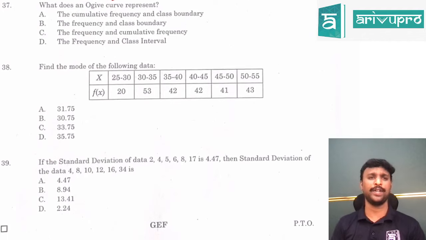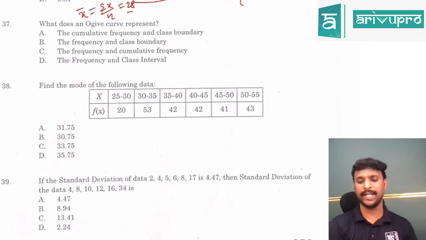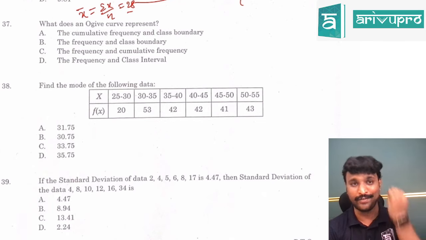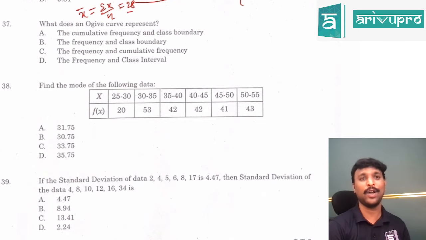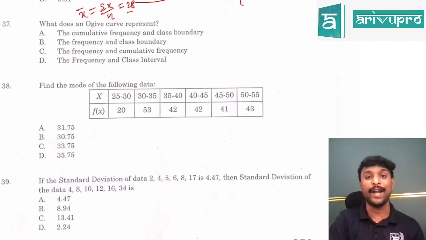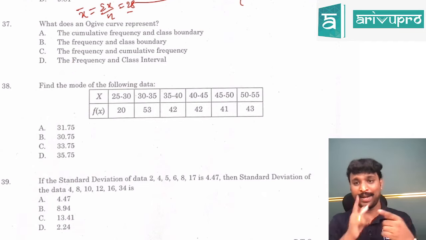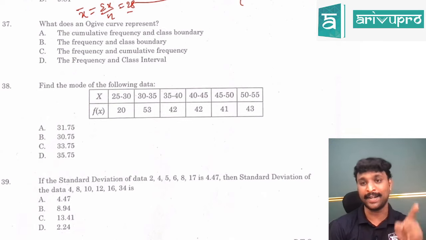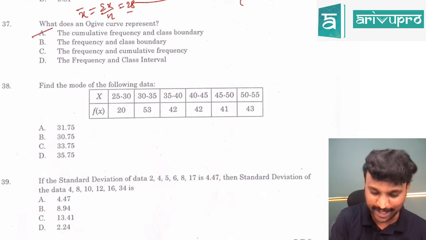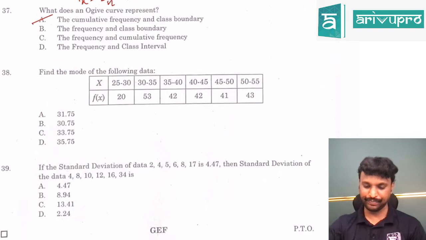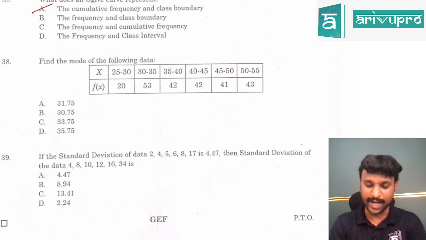Now guys, look at the next question. What does an ogive curve represent? Guys, ogive, we know it's a cumulative frequency. So there is only one option, cumulative frequency. And also guys, to know the cumulative frequencies, I mean for LCF and MCF, we consider class boundaries, yes or no? So definitely it is cumulative frequency and the class boundary. Have you understood? So option A.